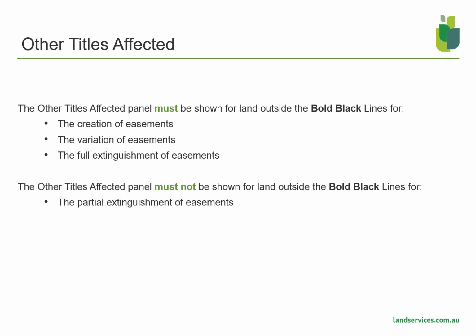If you are the servient owner of an easement, and there are 5 titles with a dominant easement over your land, and one decides to extinguish their easement, the servient owner does not need to consent, and therefore their title does not need to go in the other titles affected. It will only go in other titles affected if all 5 extinguish their easements.